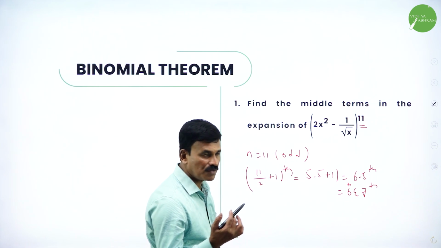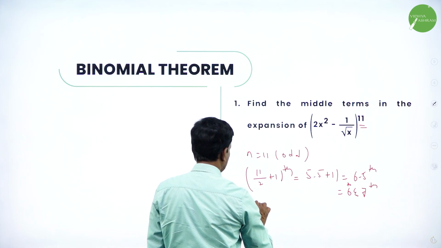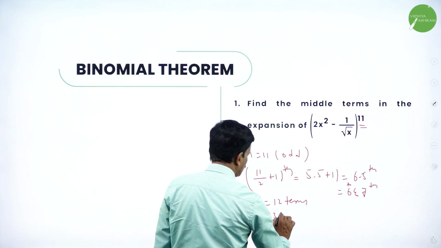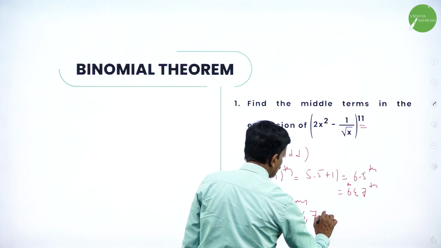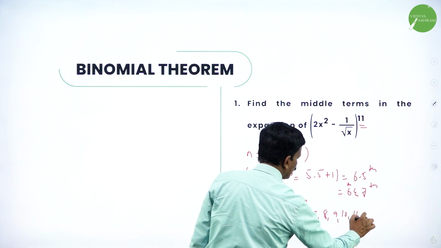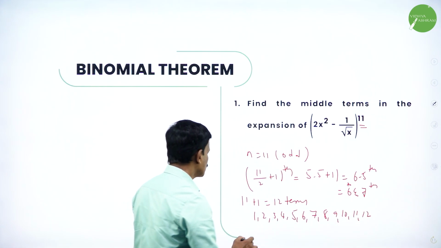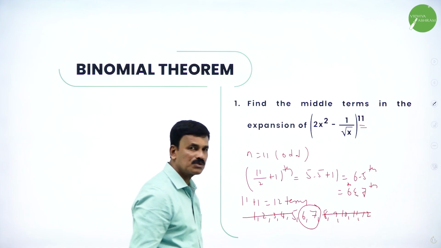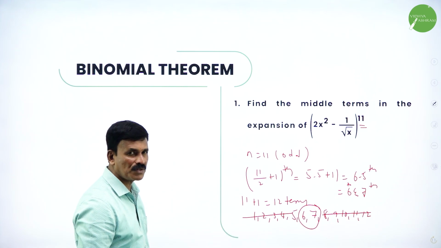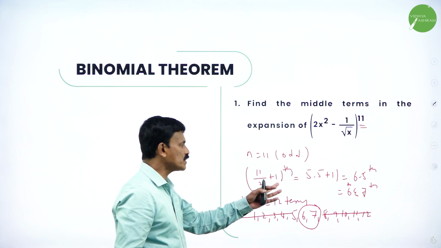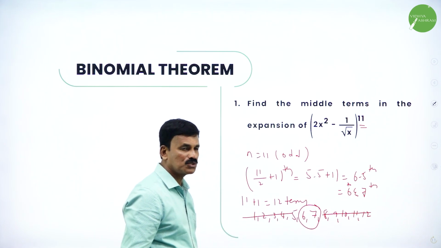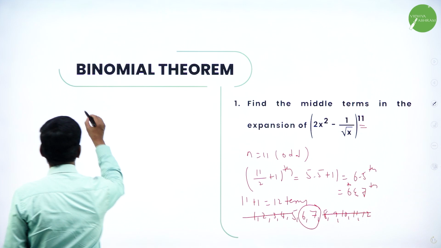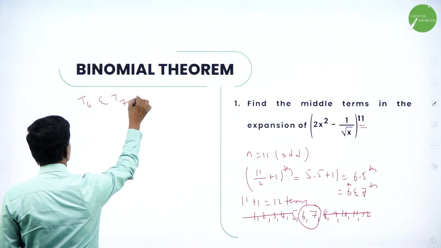Otherwise you can verify. Since n is 11, it contains 11 + 1 means 12 terms. So 12 terms means first term, second term, 1, 2, 3, 4, 5, 6, 7, 8, 9, 10, 11 and 12th term. So what are the middle terms here? 1, 2, 3, 4 get cancelled from each side. 6 and 7 are the 2 middle terms. So we just have to find T6 and T7.